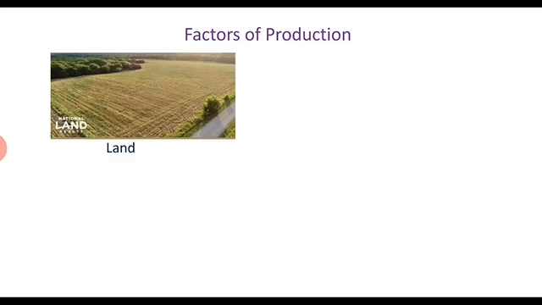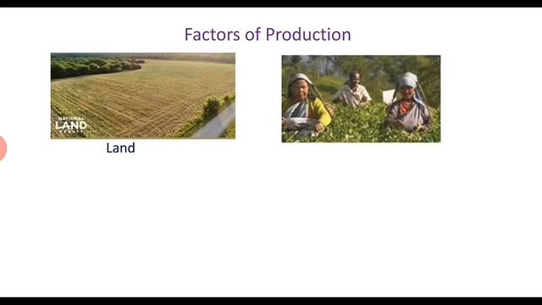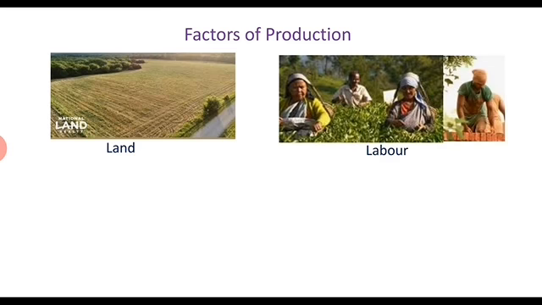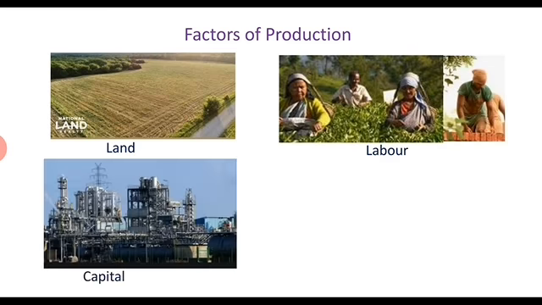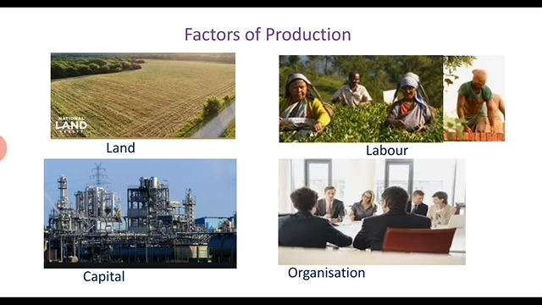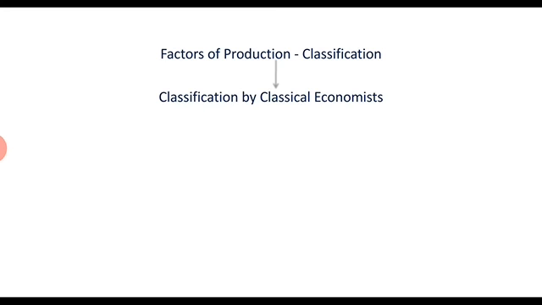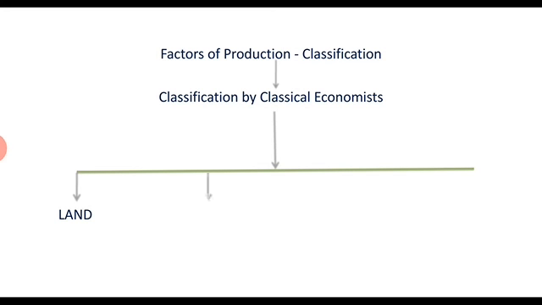Factors of production: land, labor, capital, and organization. According to classical economists, factors of production are four types: land, labor, capital, and organization.